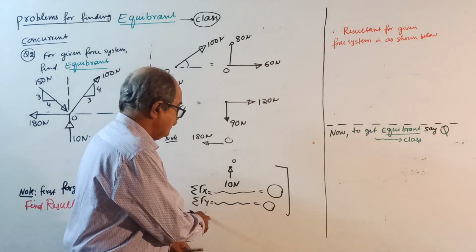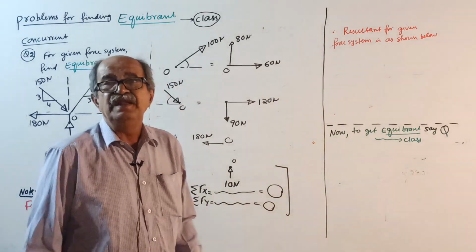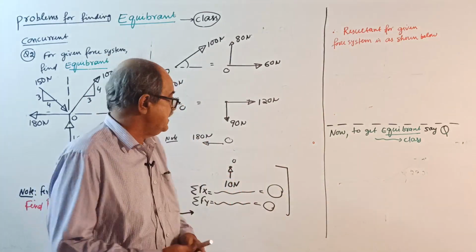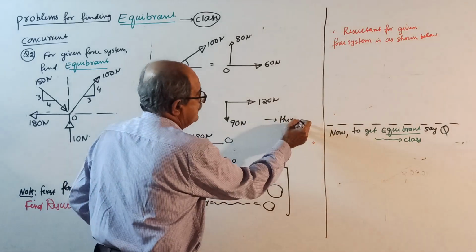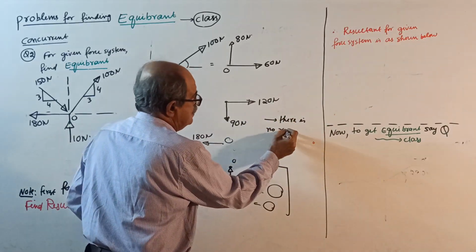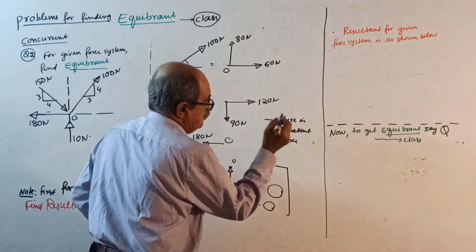Therefore, you should write, I am dictating: for the given force system, there is no resultant force. Right. For the given force system, there is no resultant force. Okay, over.